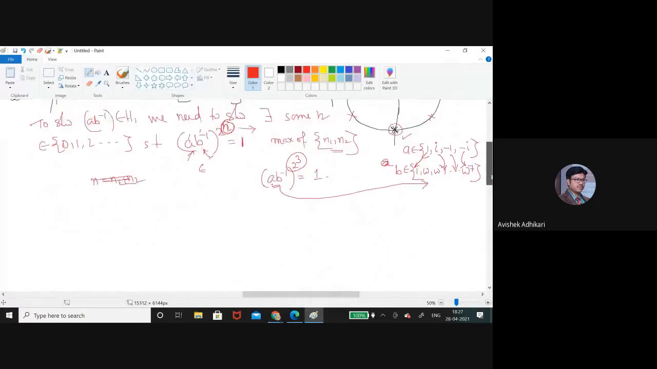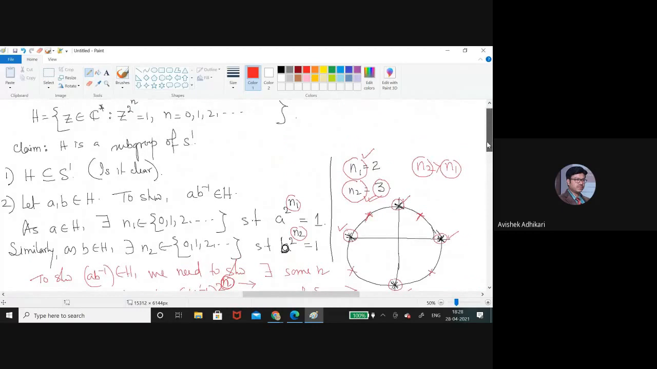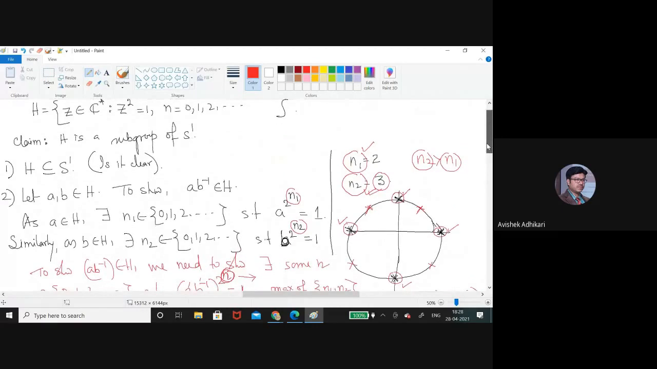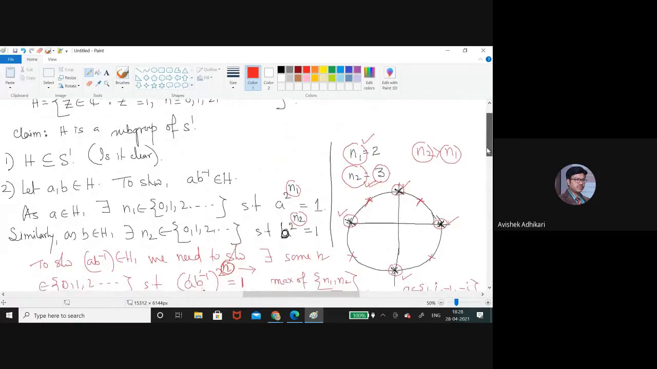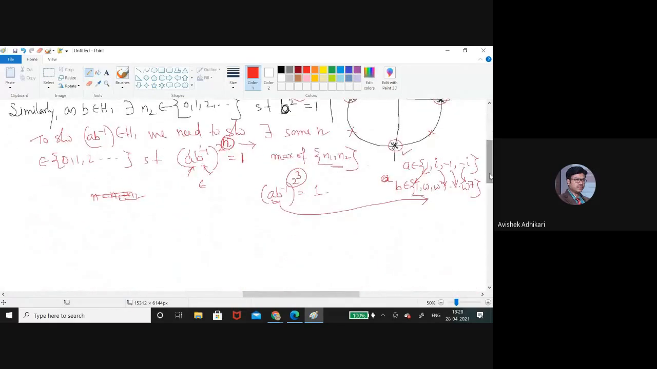So what we see is that we find a subgroup H which is a subgroup of S1. Now my question is: is H a cyclic group? What is your intuition? True or false?